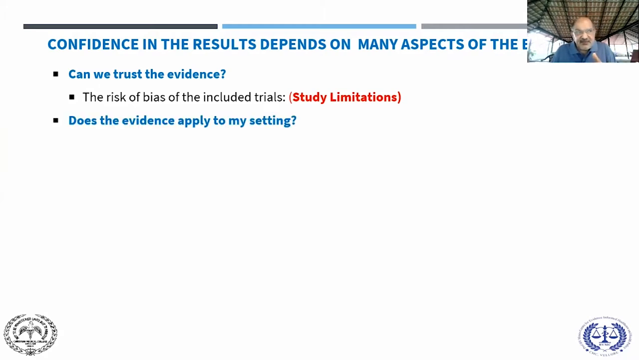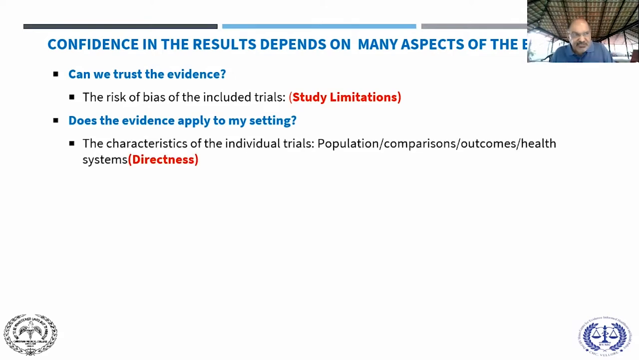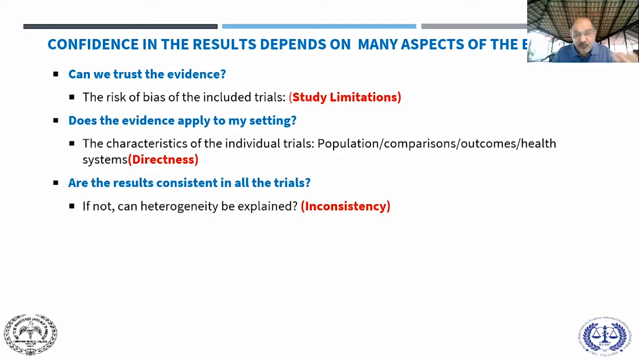Then you look to see, does the evidence actually apply directly to my setting? Because the population studied, the comparisons, the outcomes, the health systems are all exactly what I would use, or have you left out bits or used differences which give me an idea that's indirect evidence? The third is, the overall results of the studies, of the pooled analysis: are the individual trial results consistent with the pooled result? If not, how can you explain this heterogeneity or the inconsistency in the results? Because if you cannot, then your confidence in the pooled estimate is reduced.